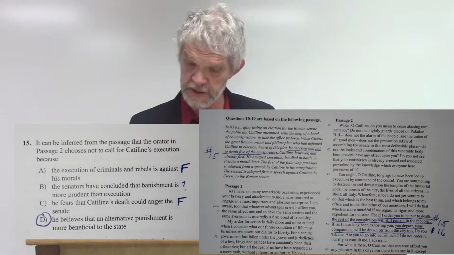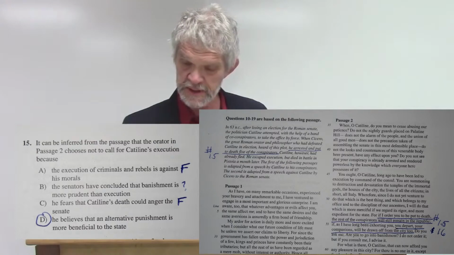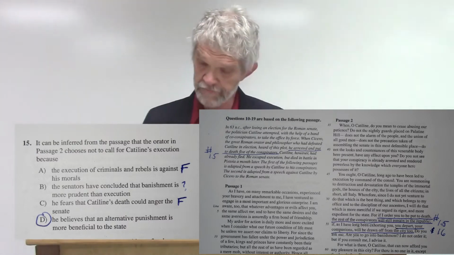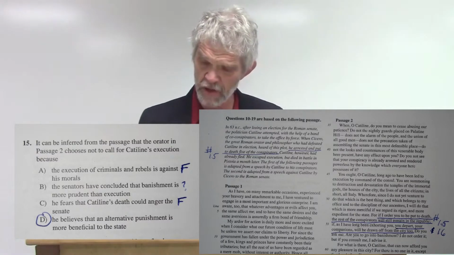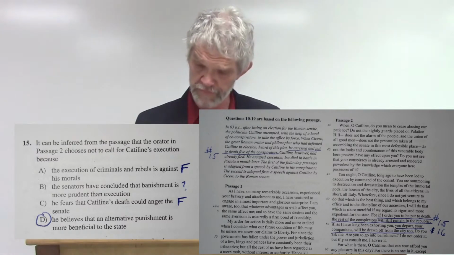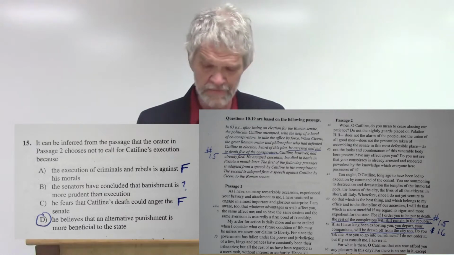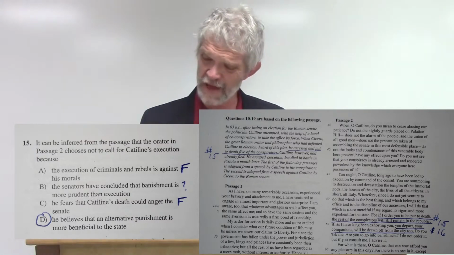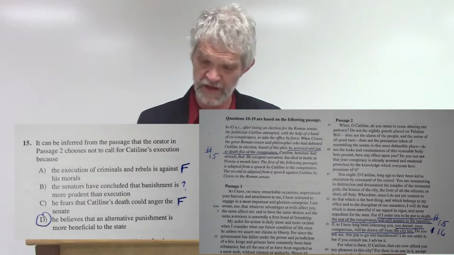All right, for question 15, it can be inferred from the passage that the orator in passage 2 chooses not to call for Catiline's execution because, and for A, we know that's not true because he's already killed some people. B, that one is not stated. I put a question mark next to it because it could be inferred.